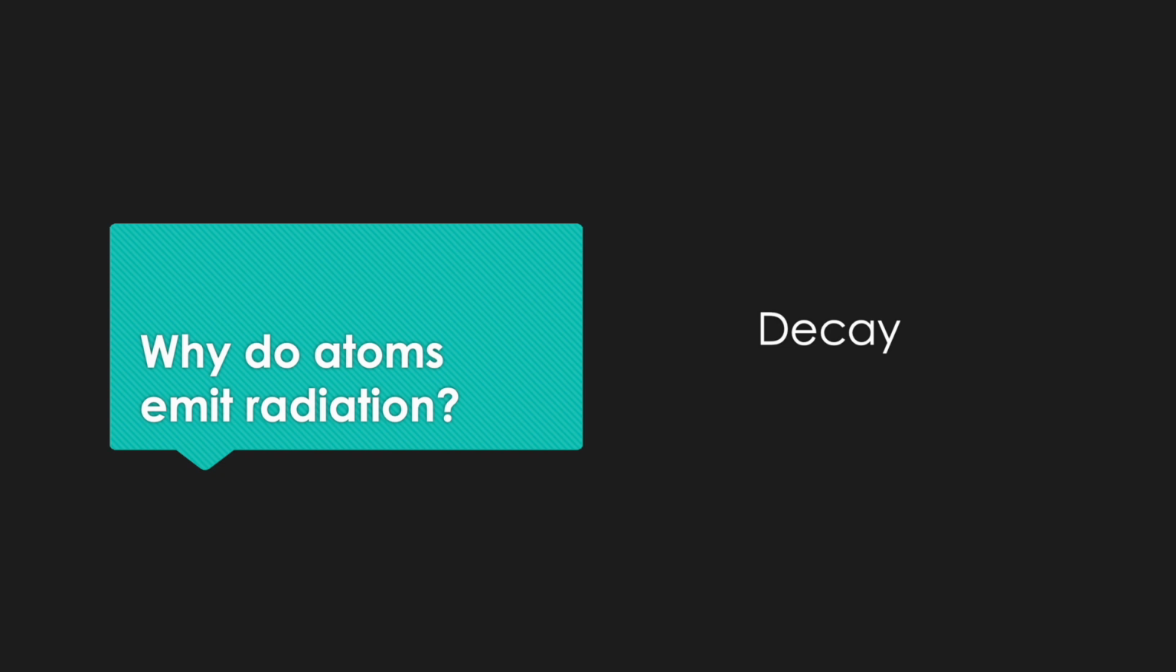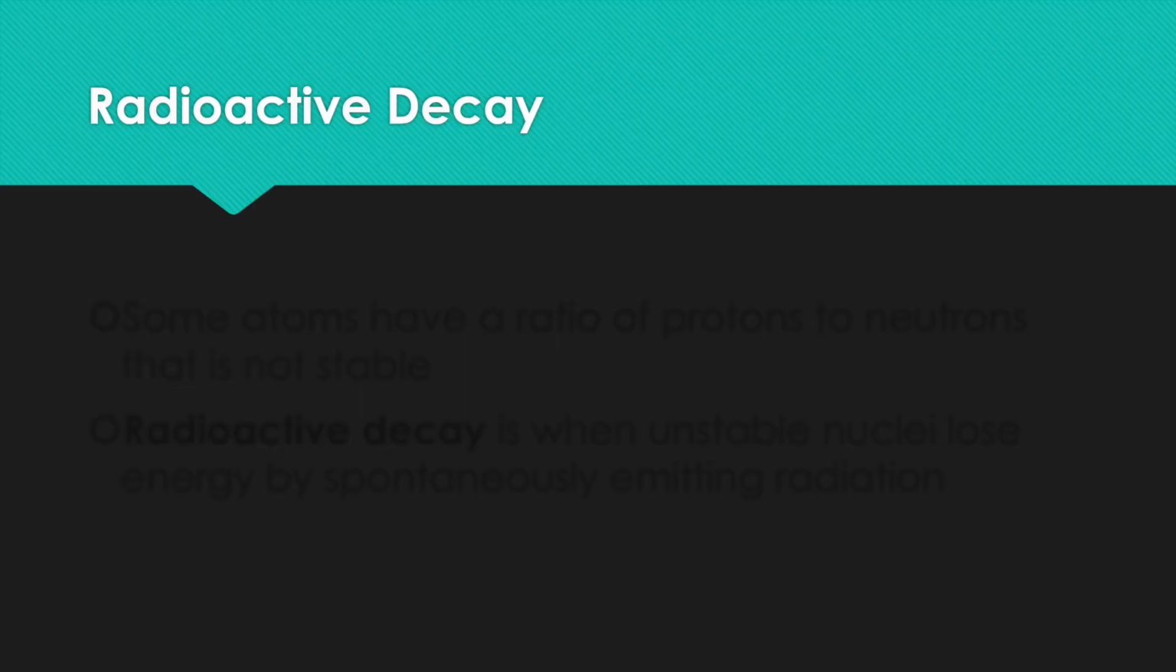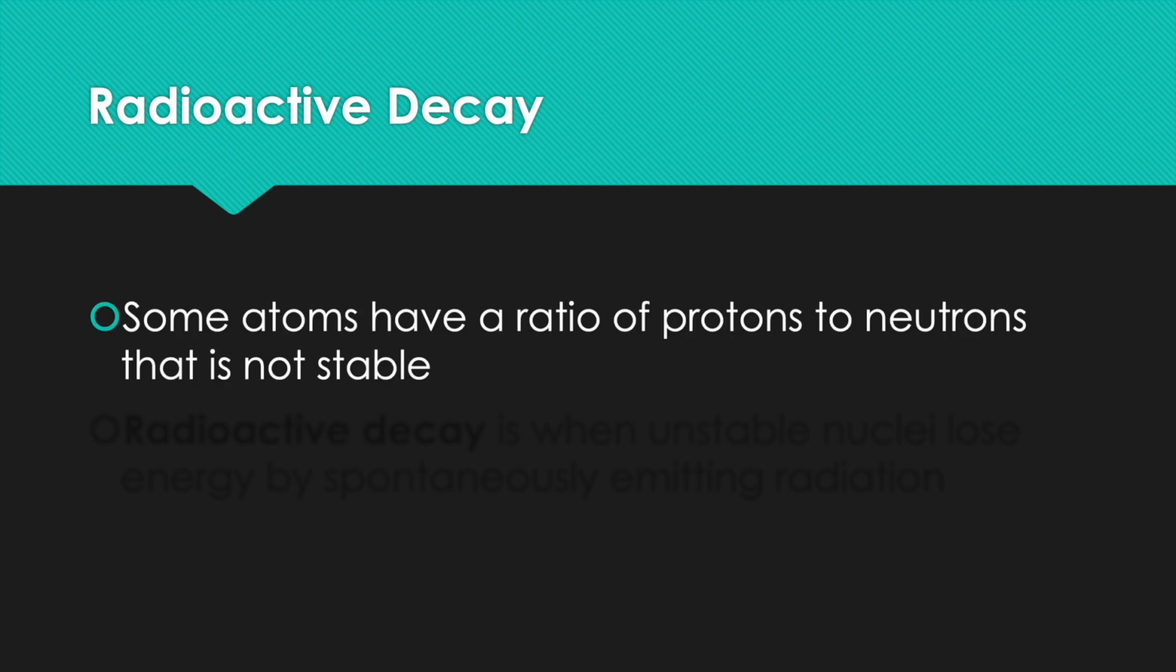So why do certain atoms emit radiation? What is radioactive decay? What makes an atom stable or not is its ratio of protons to neutrons. And some atoms do not have a stable ratio of protons to neutrons. You might have noticed this in the How Atoms Differ activity, where certain nuclei, when you built them, kind of wobbled back and forth and were unstable.